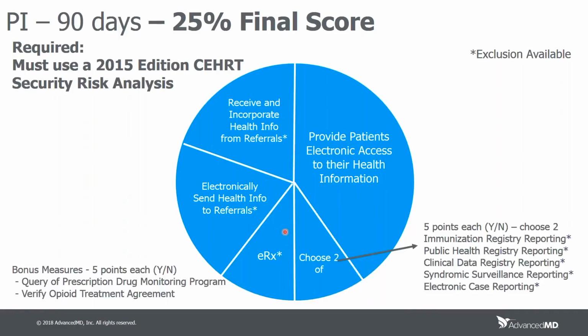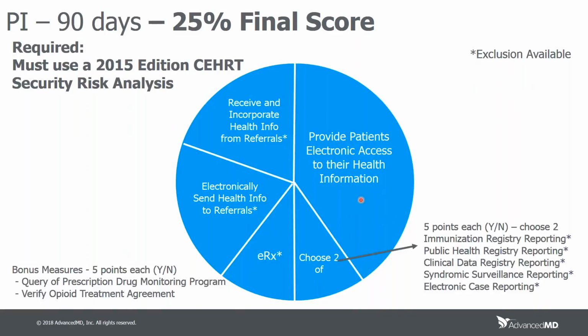We have our e-prescribing, and then we have the immunization registry, the public health registries, and our clinical data registries. So you will choose 2 of those. Now, one thing I want to point out here is exclusions are available for all of the 6 required except for the patient portal. Woohoo!